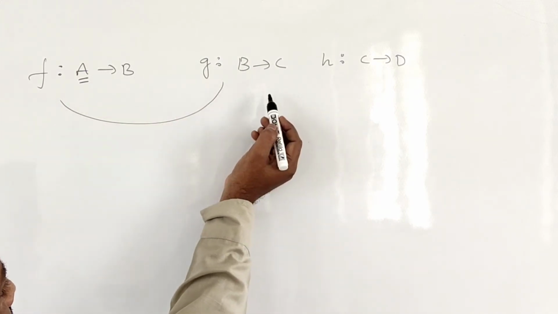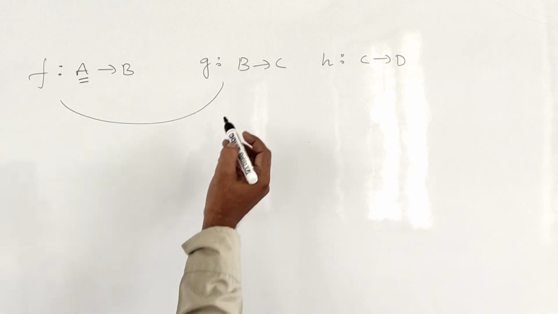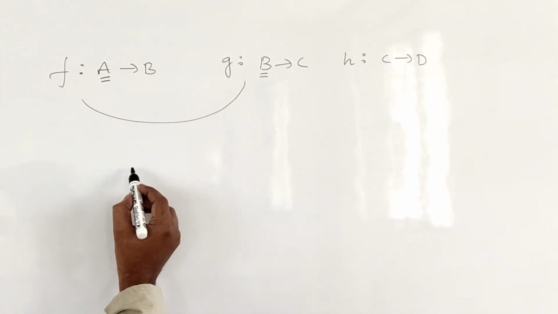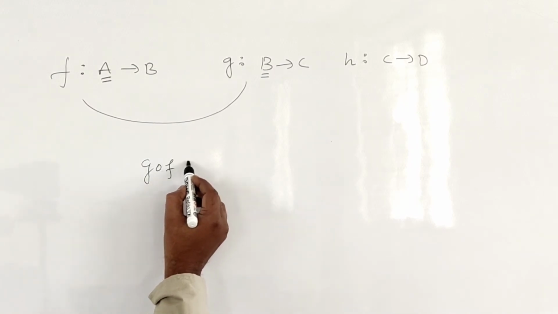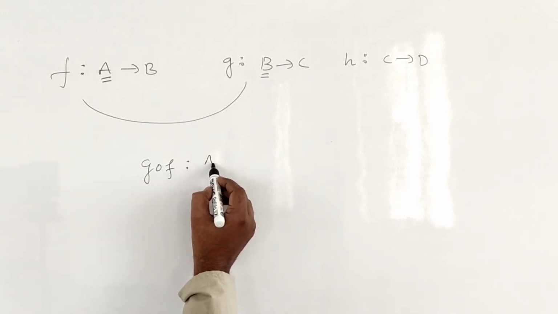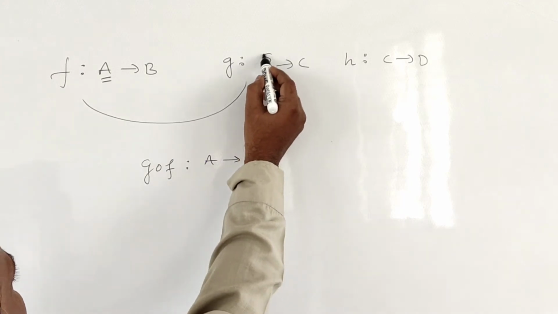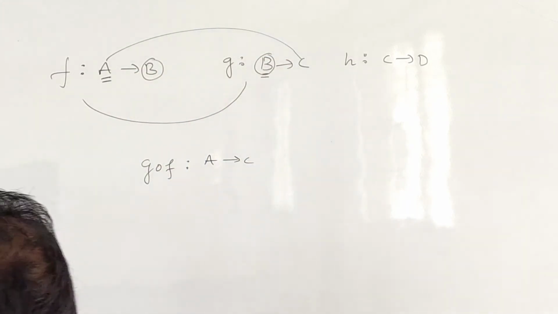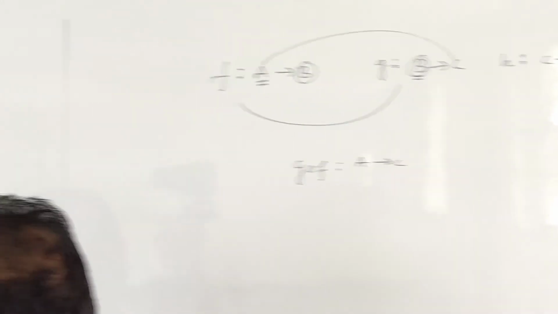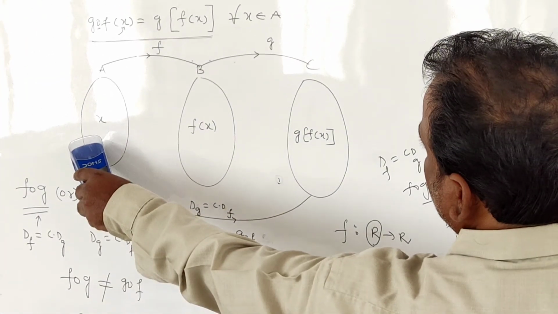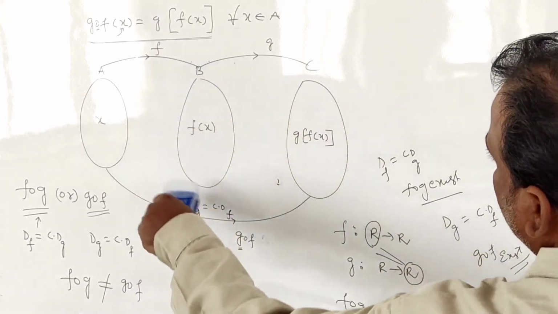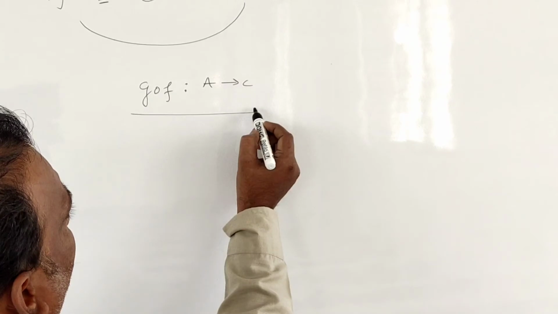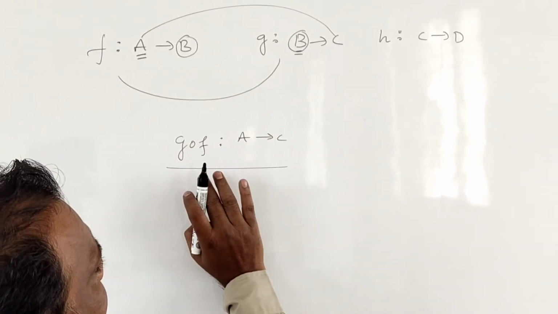So they are not equal. G circle F, you check it. Yes, domain of G and codomain of F are equal. So first we can calculate G circle F, which is from A to C. Why? Because these two are equal, we have to eliminate them. So now the function maps from A to C. In this diagram you can see that G circle F is always from A to C. We have to ignore the B. Correct, students? Now G circle F is the composite function of F and G.